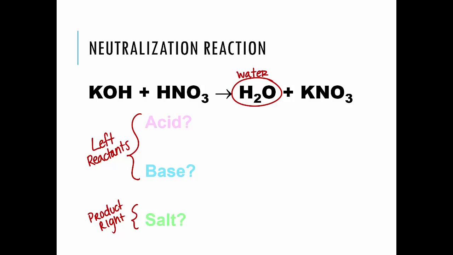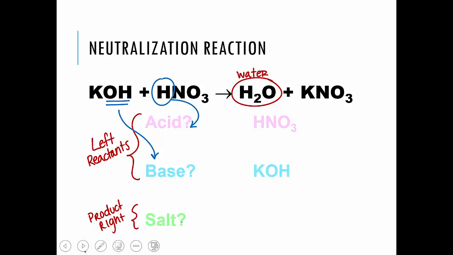Now if we look over here, remember your key to deciphering if something's an acid or a base is to look for the OH. That's going to tell you that it's a base. Look for an H being added to something. That's going to tell you it's an acid. So in this case, the HNO3 is your acid. The KOH is your base, which leaves KNO3 as your salt.